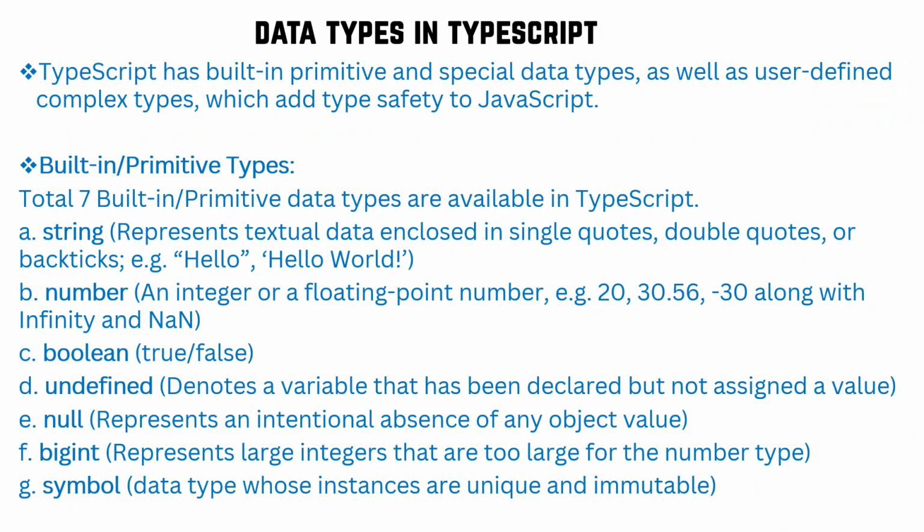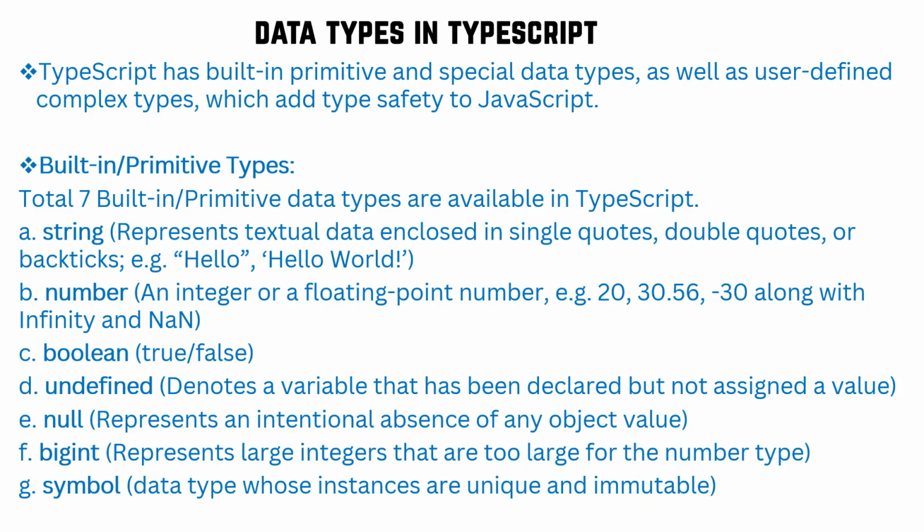Boolean is nothing but true or false. Undefined means you already defined a variable but did not assign a value. Null is similar to undefined, but you explicitly specify it, meaning a null object. BigInt is used when you need integers too large for the number type. And the symbol data type is used when you want to create unique and immutable values. So these are the seven important primitive data types available.